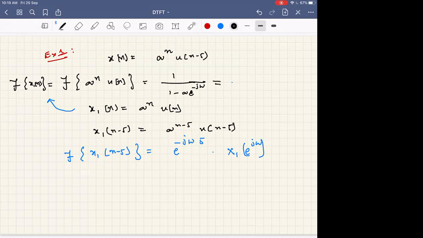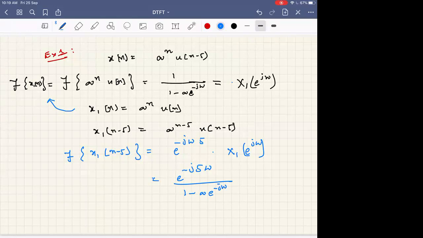Right. So this is x1 of e power j omega. Now substituting this, what do you get? This is equal to e power minus j 5 omega by 1 minus a e power minus j omega. Correct? This is nothing but x1 of n minus 5.